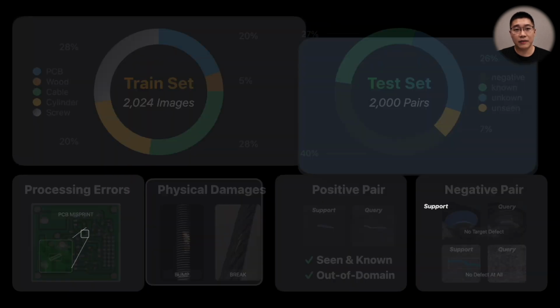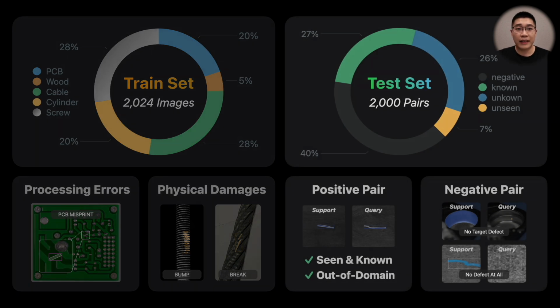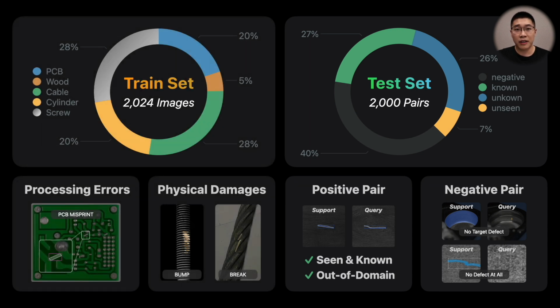In light of this idea, our training dataset covers 5 diverse product categories, with defects from processing errors to physical damages. And the test set of 2,000 pairs reflects real-world scenarios, including positive pairs that match what you have seen in training, and new out-of-domain defects, as well as negative pairs without targeted defects. This composition enables a thorough evaluation of the solution's performance in identifying both familiar and novel defects.